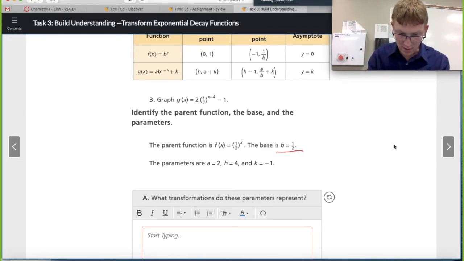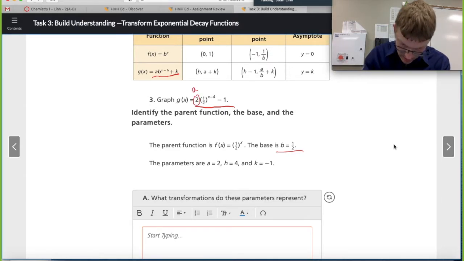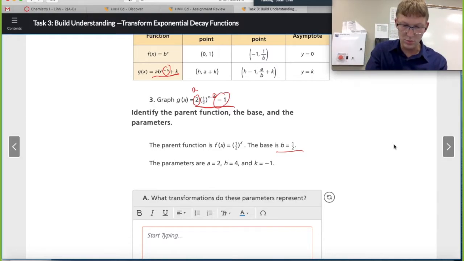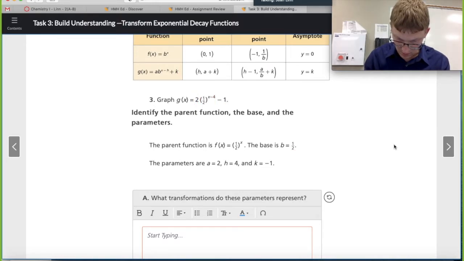And then from there, we can compare these two functions right there. Our a is going to be 2. Our h is going to be 4, because there's a minus 4 there. And then our k is -1, because normally it's plus k, but this time it's minus a number, so the k is negative. So we've got all these things written right down there. So from those parameters, we can then graph it.